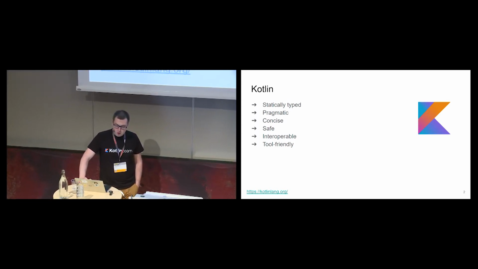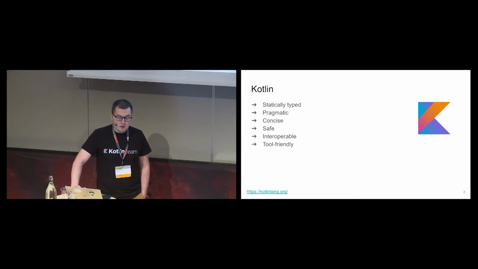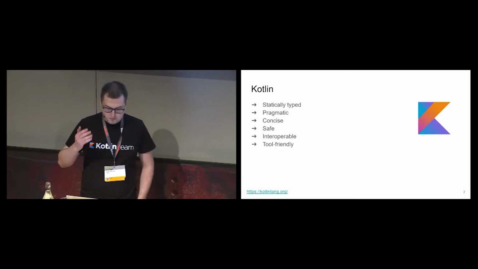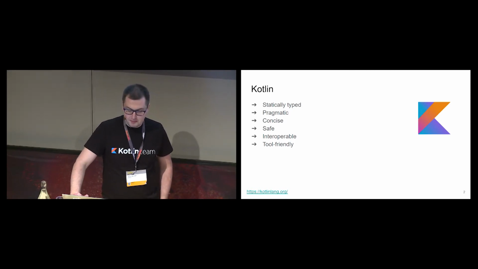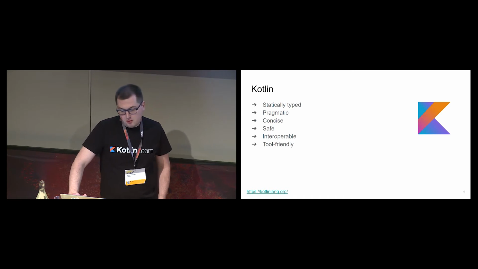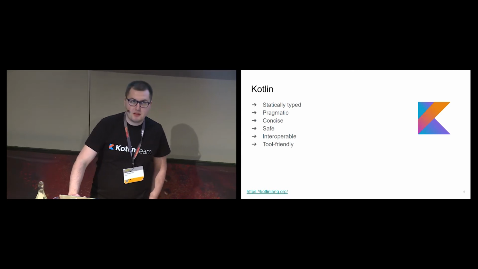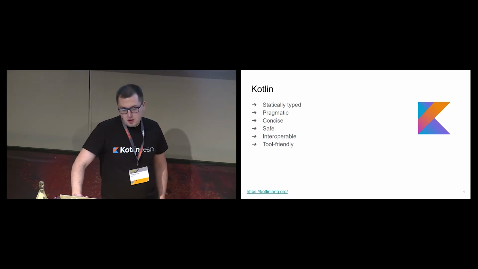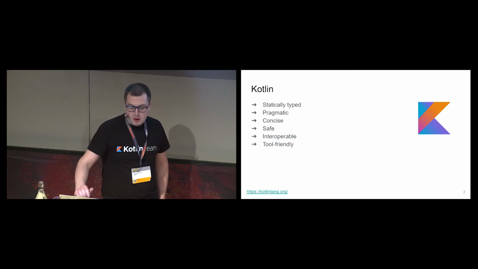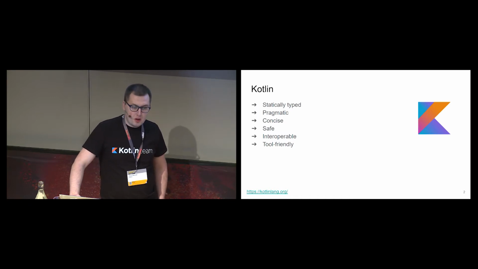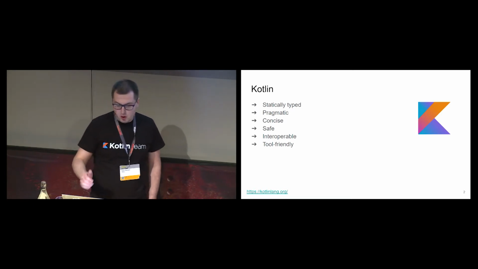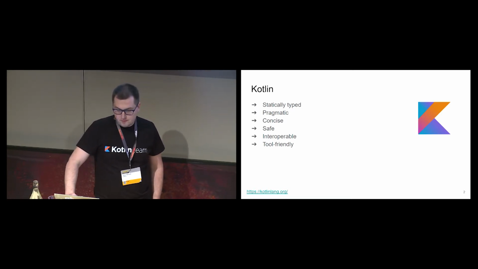So for those of you who have never heard of Kotlin, think of it as a better Java. So it's like JVM, like Java, with some enhancements. So it's statically typed. It's pragmatic, as in it is developed for big projects, not for academic purposes. The code should look small and compact. It's type safe. It offers great interoperability with Java, so you can use it both ways, Java from Kotlin and the other way around. And there are a lot of tools around it.